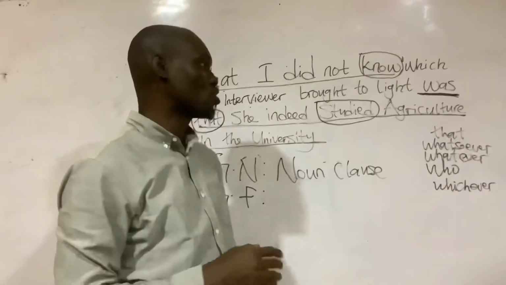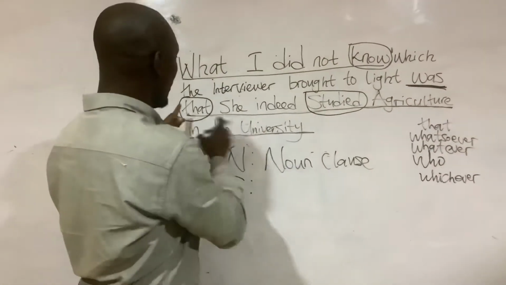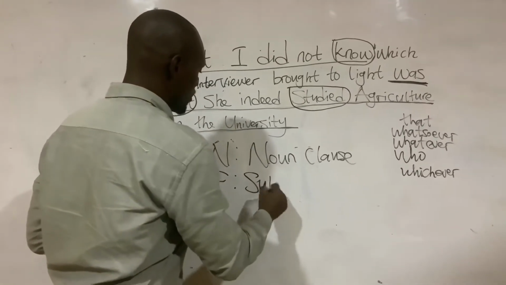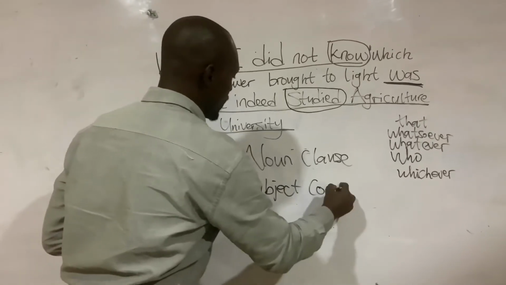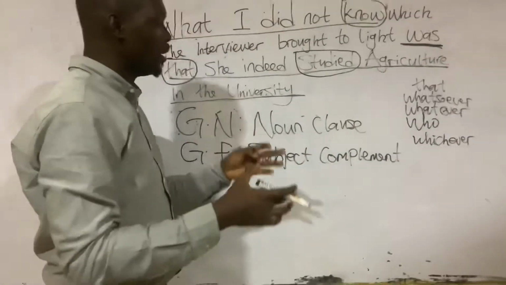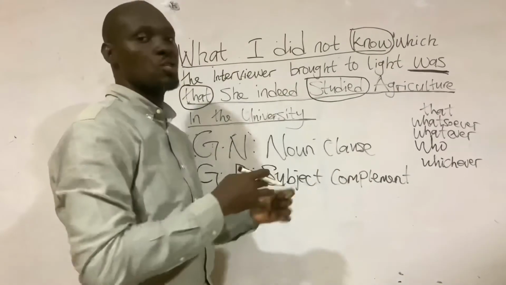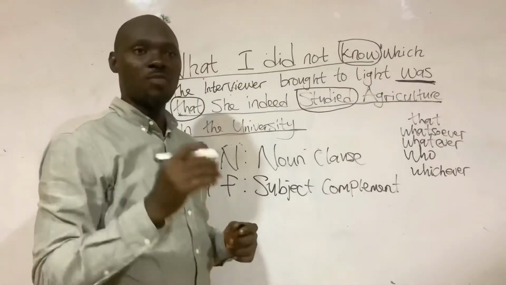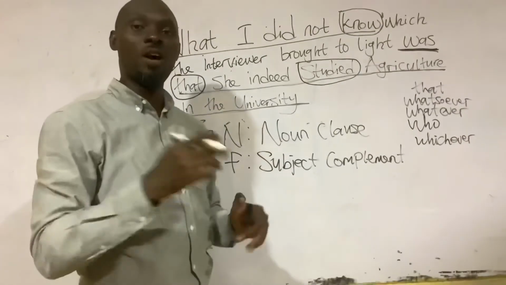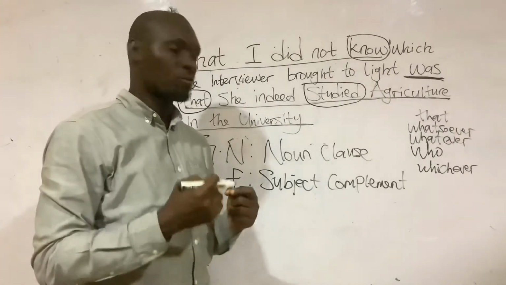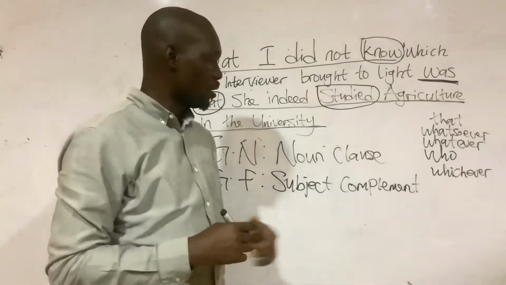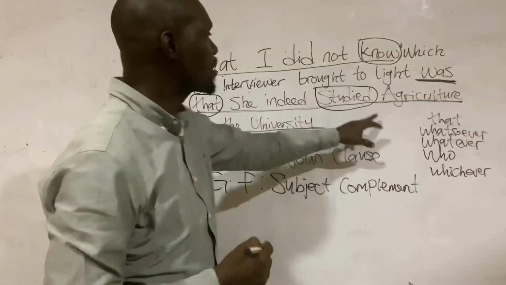So what's the grammatical function for this? The grammatical function for this underlined word, that she did study agriculture in university, is a subject complement. Now, what's a subject complement? A complement in a sentence refers to the subject or it refers to an object. If a complement refers to the subject, it's a subject complement. If it refers to the object, it's an object complement.